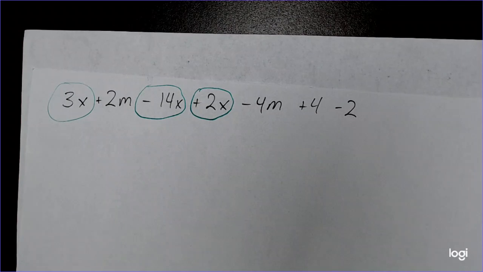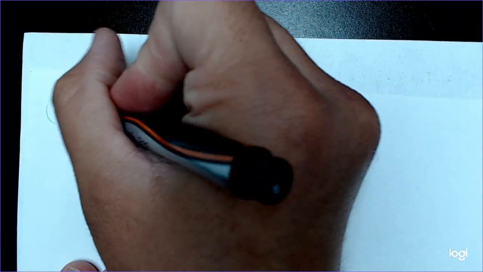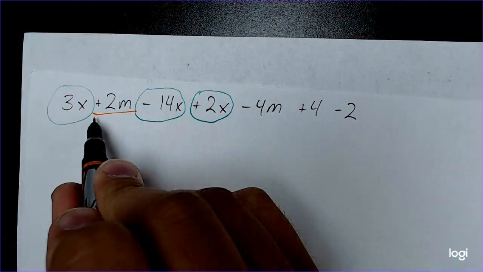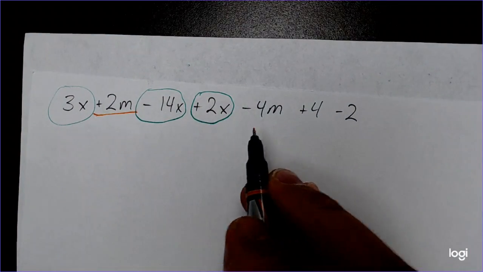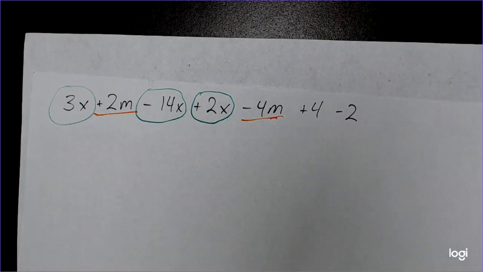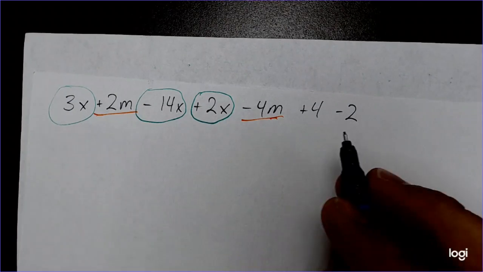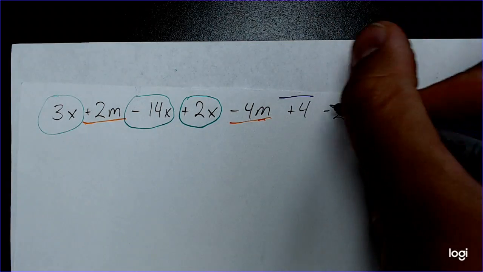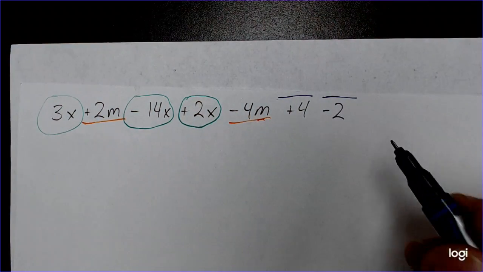They got circles, right? Now I'm going to go to the next item that is not circled. They've got positive 2m. Yep, maybe I'll do a line below those. Positive 2m, negative 4m, and that does it for the m's. Okay, and then the last term, I'll do, oh, here we go. The constants. I'll put a line above for those. Great. So I got positive 4, negative 2.